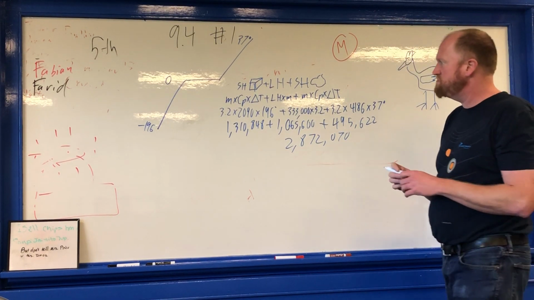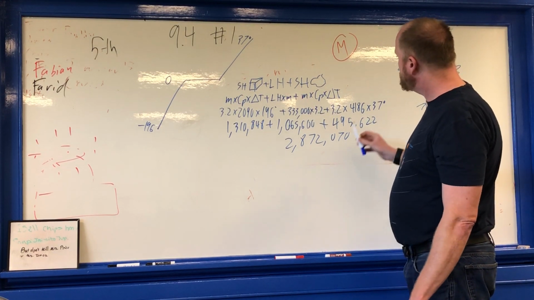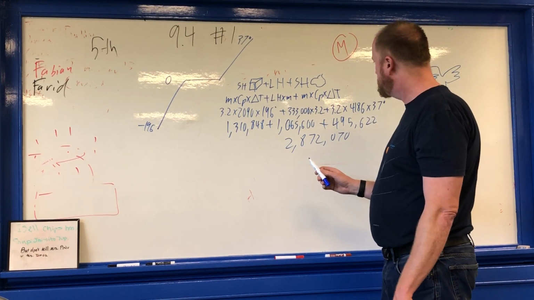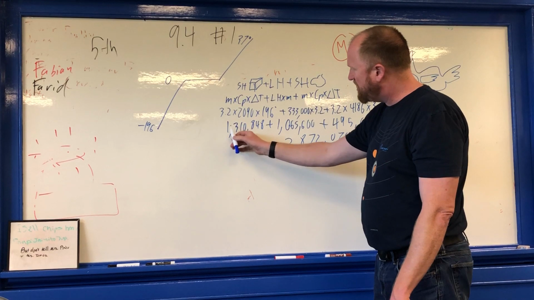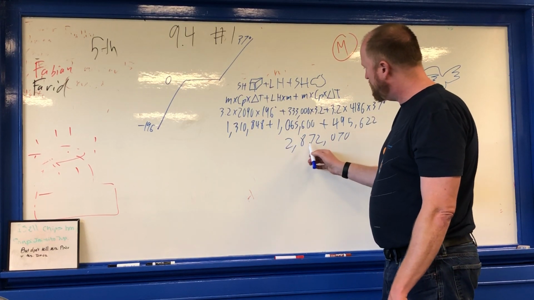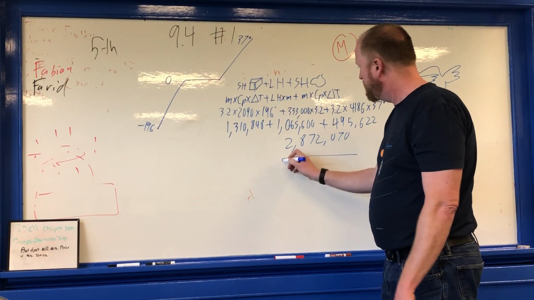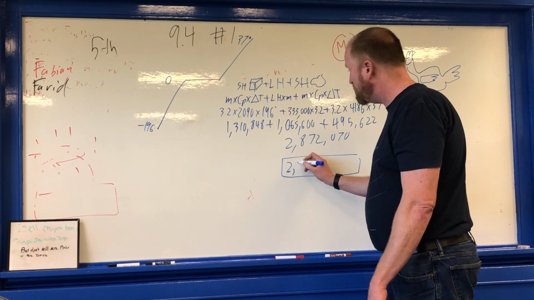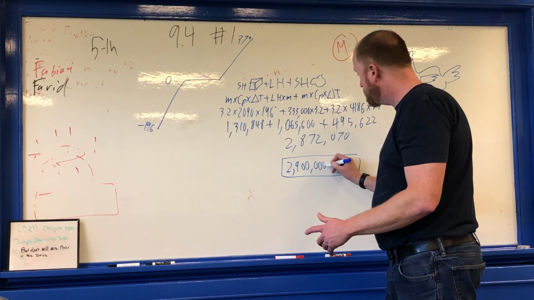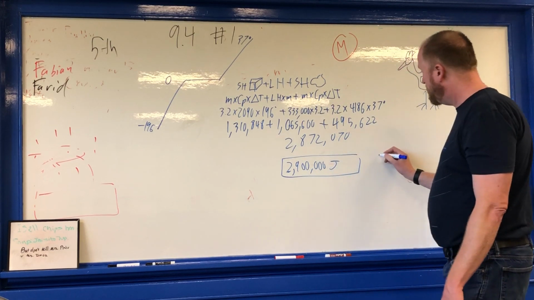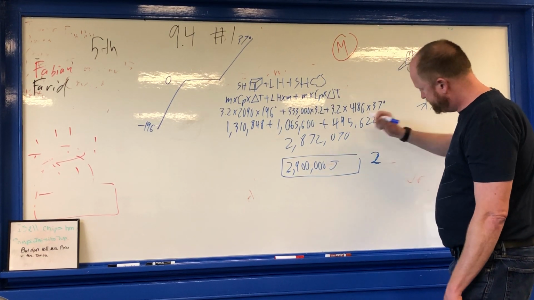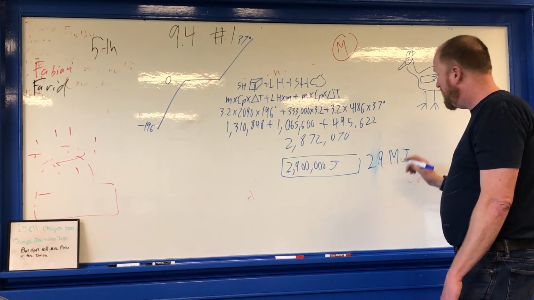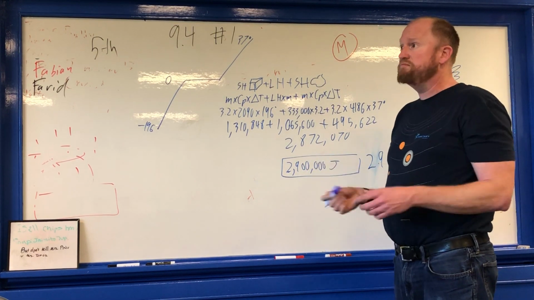Now, by the way, how do you round? Are we sure it's exactly this amount? No. We do have limits here. 2 sig figs. So really, you can't go any further than here. So we're going to have to round this up, and we're going to get a total of 2,900,000 joules, or if you prefer, 2.9 megajoules.